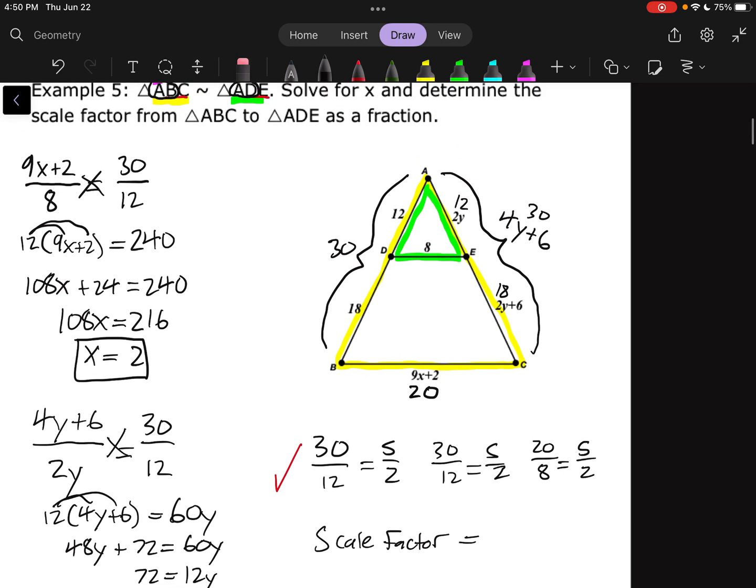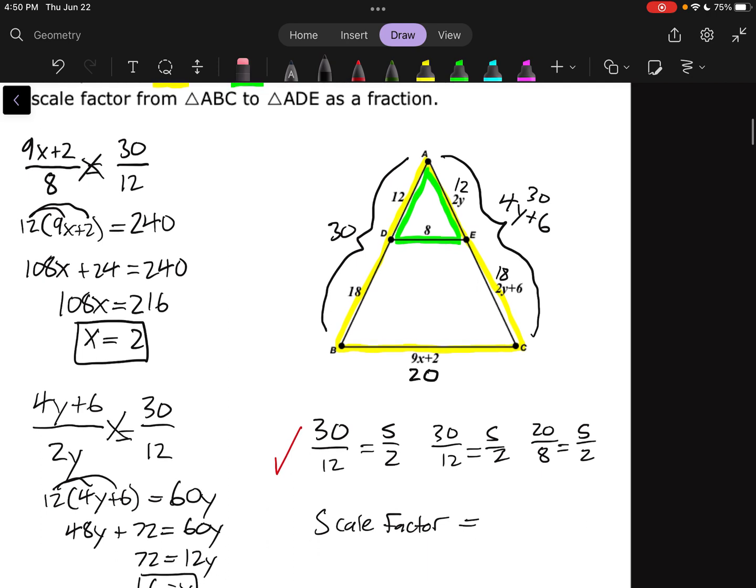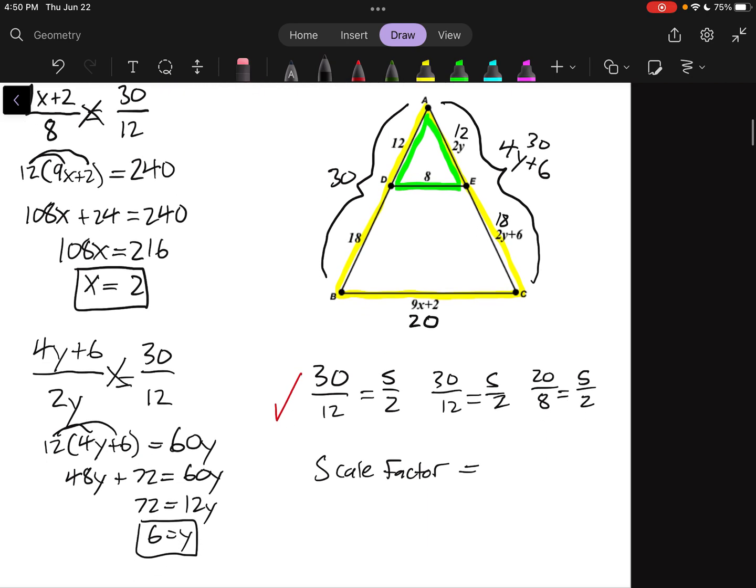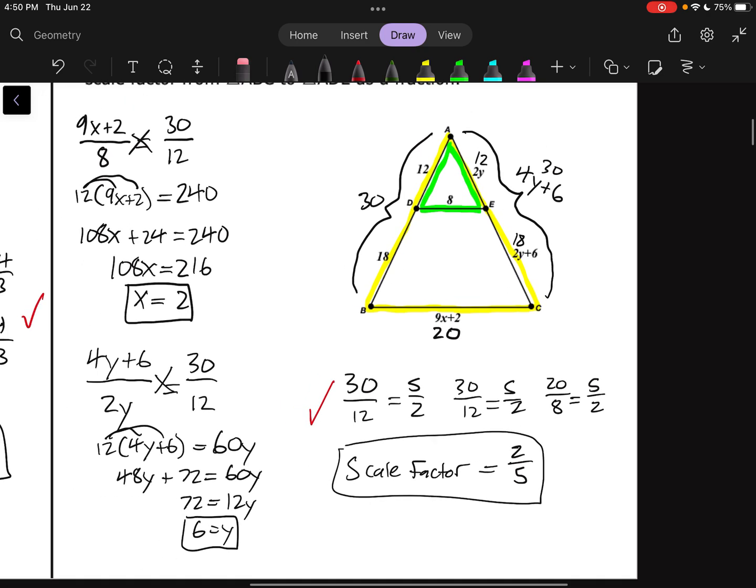Oh, you know what? I forgot there that we're going from ABC to ADE. So if we're doing new over old, I actually need to flip that. That's 2 over 5, because we're getting smaller, so I need to put the small number on top. Yeah. It still worked as a way of checking, though, to make sure that all those ratios were equal.